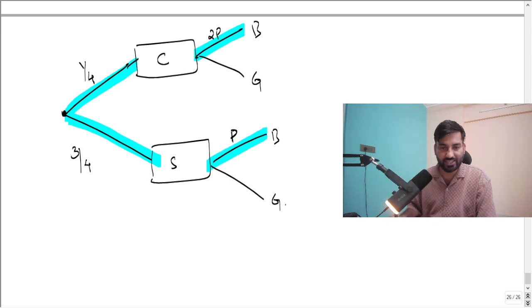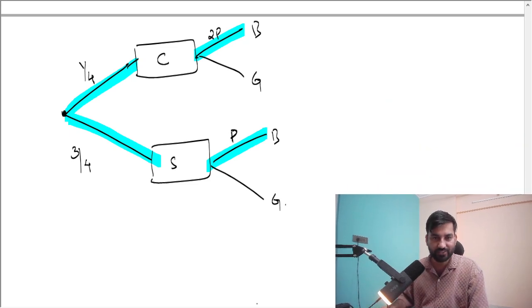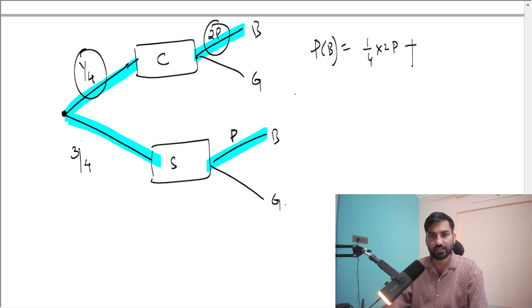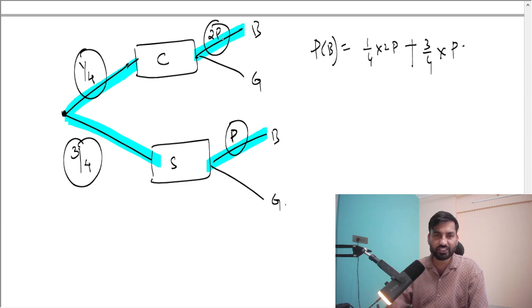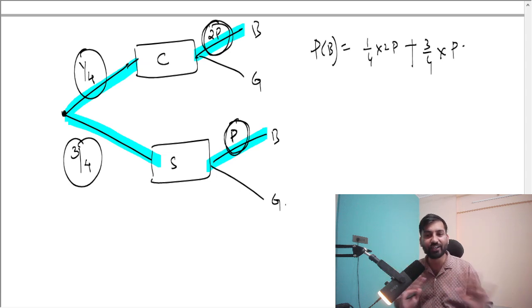So the probability of B is going to be what? Take this probability, that is 1 by 4 times 2p, plus take this probability, so this is 3 by 4 times p. You know, these probabilities are conditional probability. Needless to write formula and all. You know how to compute total probability, that is probability of being B, using multiplication rule, total probability theorem. I have talked about these things in our classroom.